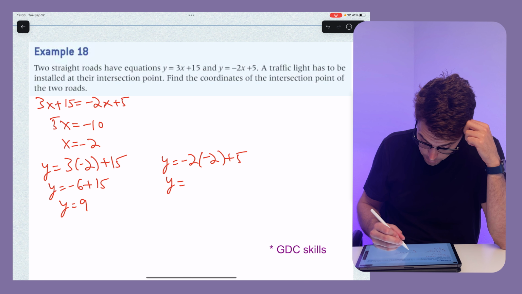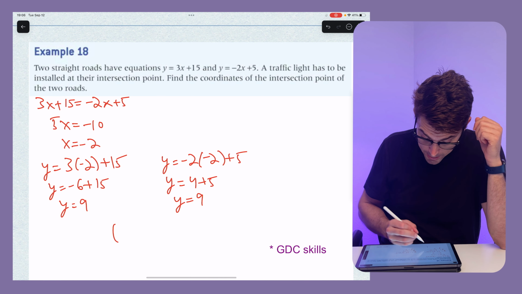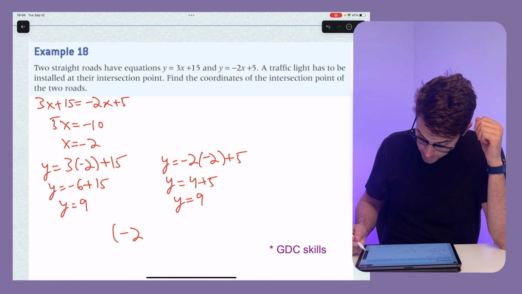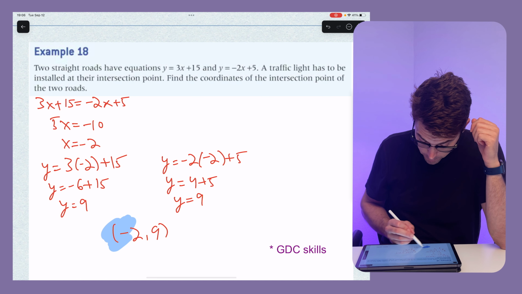I'll have y is equal to positive 4 plus 5. I'll have y is equal to 9. So in any case, my point of intersection is at x coordinate negative 2, comma 9. That is going to be the point of intersection where this speed camera is going to need to be installed.